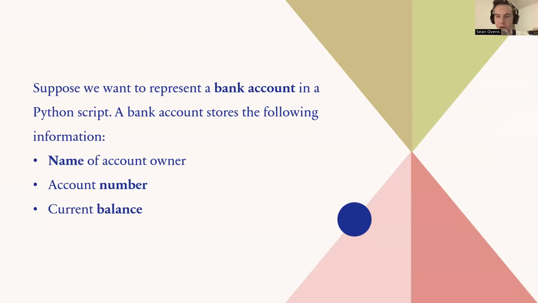So let's suppose that we work for a bank and we need to represent bank accounts in a Python program. So a bank account consists of the following three pieces of information. First, it has the name of the owner of the bank account, it has an account number, and it has the current balance, so just the amount of money that's stored in the account.